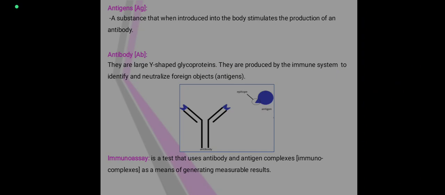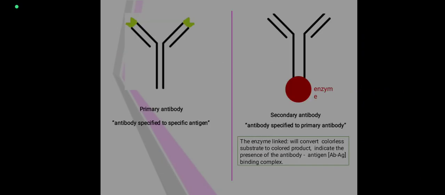Immunoassay. Immunoassay is a test that uses the antigen antibody complex, shortly known as the immunocomplex, as a means of generating a measurable result by using the antigen and antibody. In an antigen antibody reaction, there are two types, that is primary antibody reaction and secondary antibody reaction. In a primary antibody reaction, the antibody is specific to a specific antigen only. In a secondary antibody reaction, the antibody is specific to a primary antibody itself.